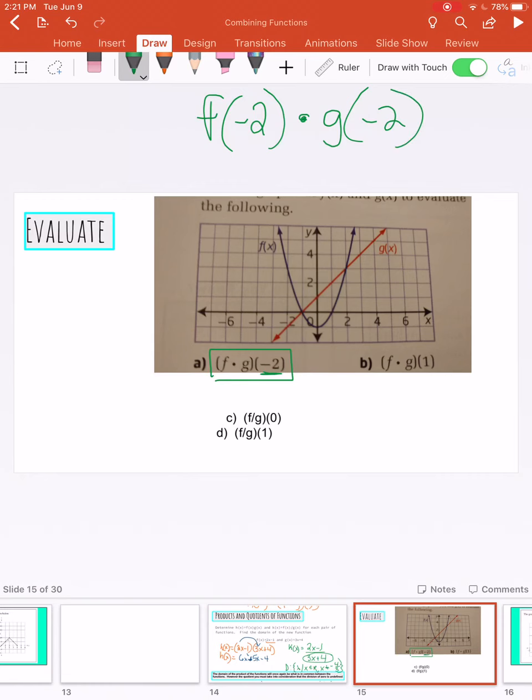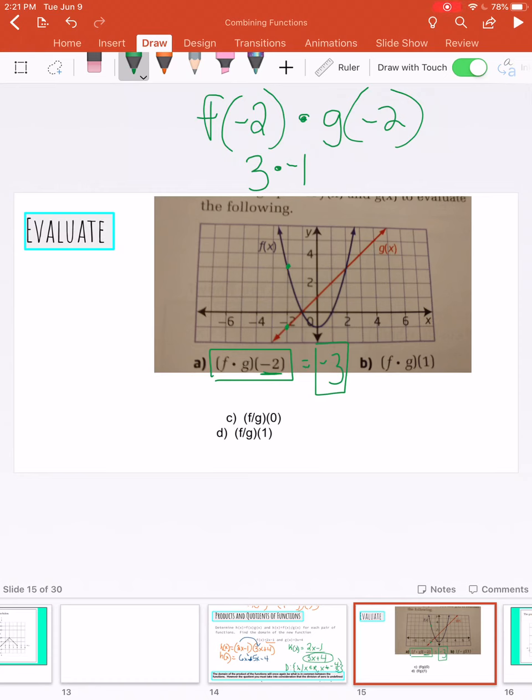Okay, so when x is -2, my f value is +3. When x is -2, my g value is -1. So really I'm taking 3 times -1, which gives me -3. So the value of f times g at -2 is -3.